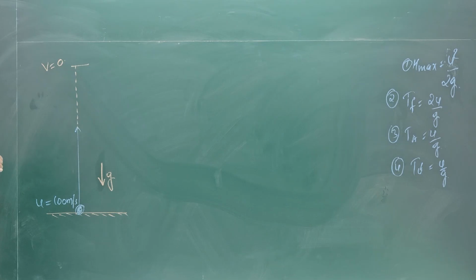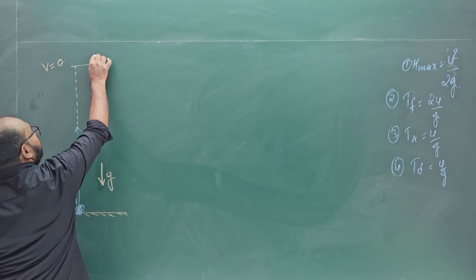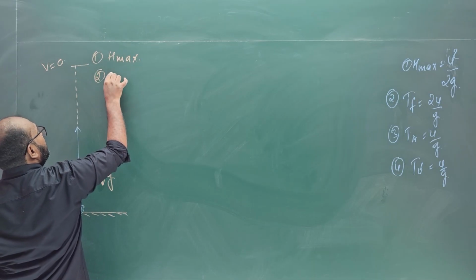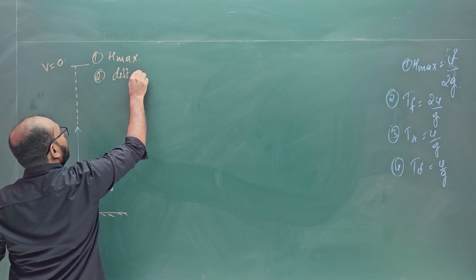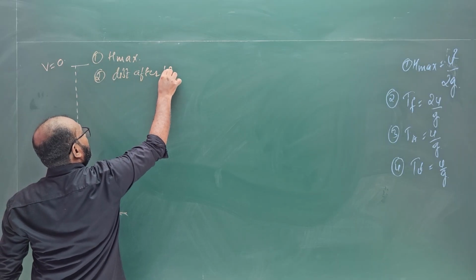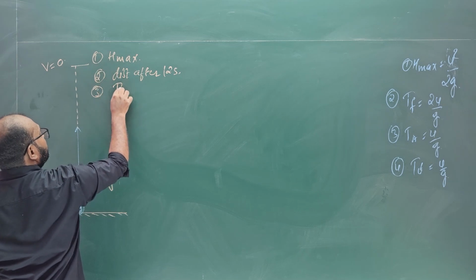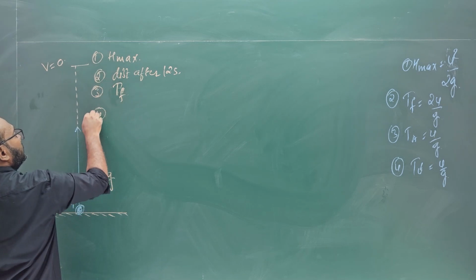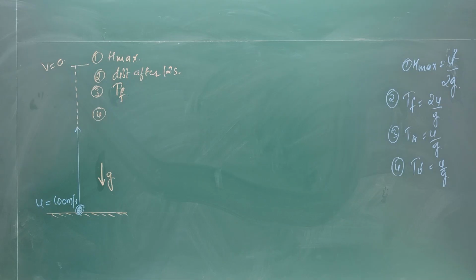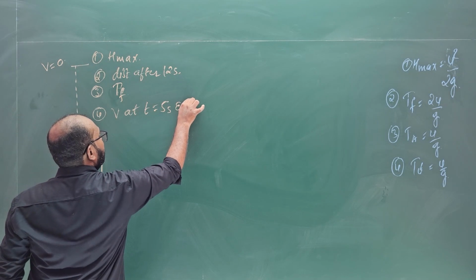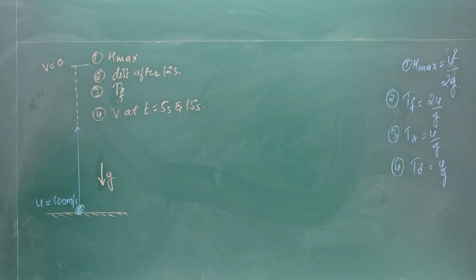Now, questions are, first question, calculate h max. Second, distance after 12 seconds. Third is time of flight. Fourth question is velocity at t equal to 5 seconds and 15 seconds. Okay, calculate these things.